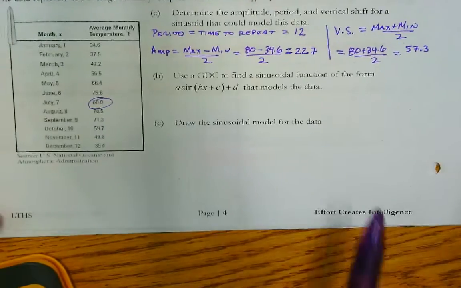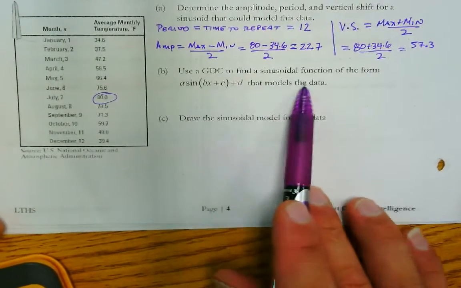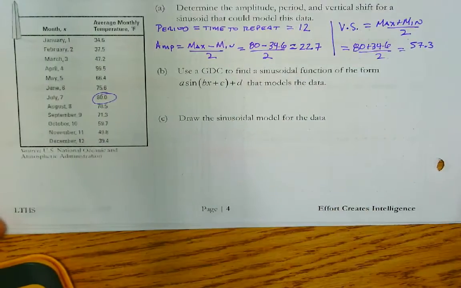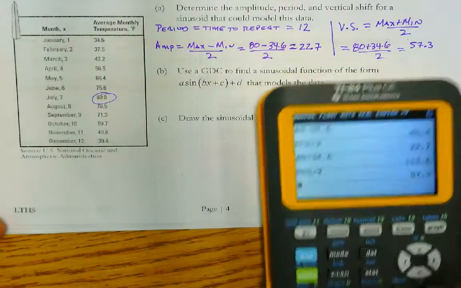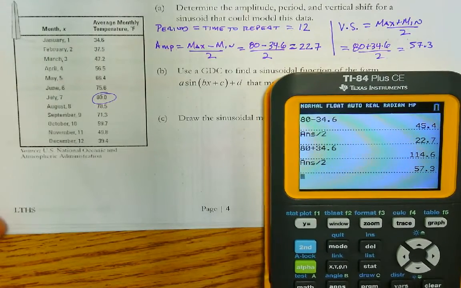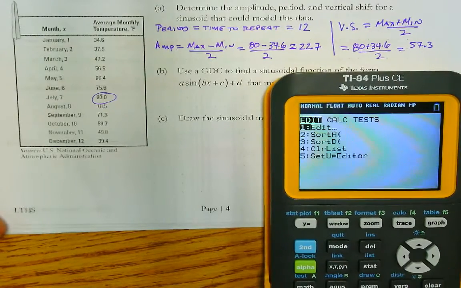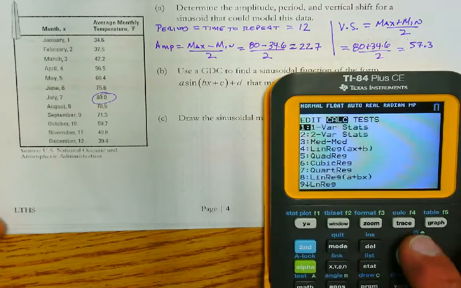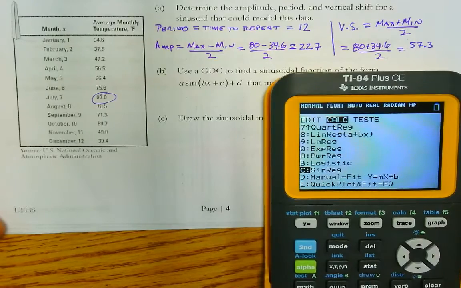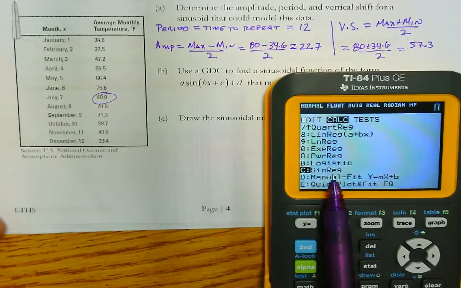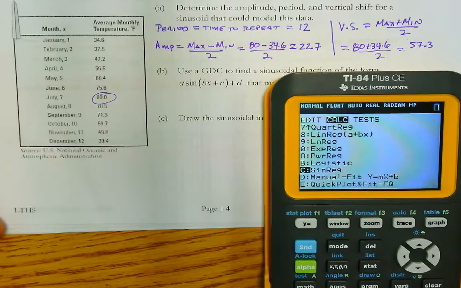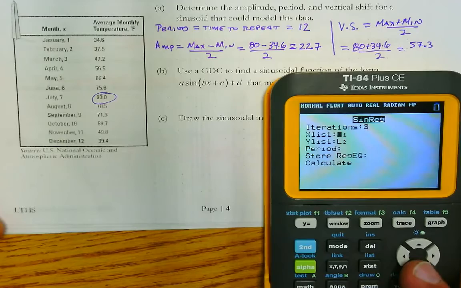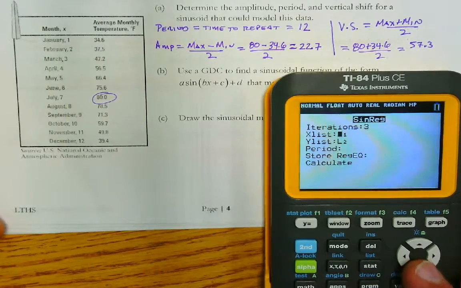Okay. Now we're going to say, hey, use a calculator to find a sinusoid function of this form that models the data. Well, if I have a nice table of values, here's what I can do to get that equation. I'm going to come over here to stat, make sure all my values are in L1 and L2, then go stat calculate and arrow down or arrow up until you get to sine regression. Select that using enter. Leave the iterations alone for now. List 1, yes. List 2, yes.